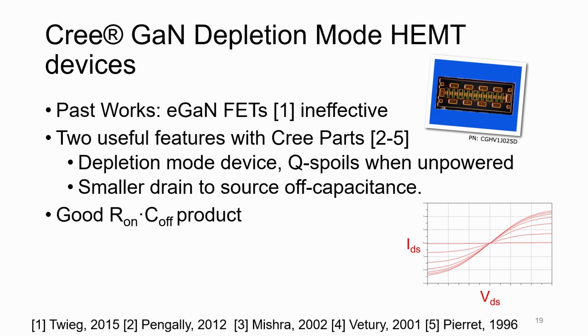And so with the new Cree gallium nitride depletion mode HEMT parts that we were looking at, we had two very nice features. The first is, because it's a depletion mode device, it Q-spoils when it's unpowered, which is very good for safety reasons. The second reason that these gallium nitride devices are great is there is a much smaller drain to source off capacitance. And so this simplifies the circuit that we're building. And we'll show later on that it has a very good R on C off product.